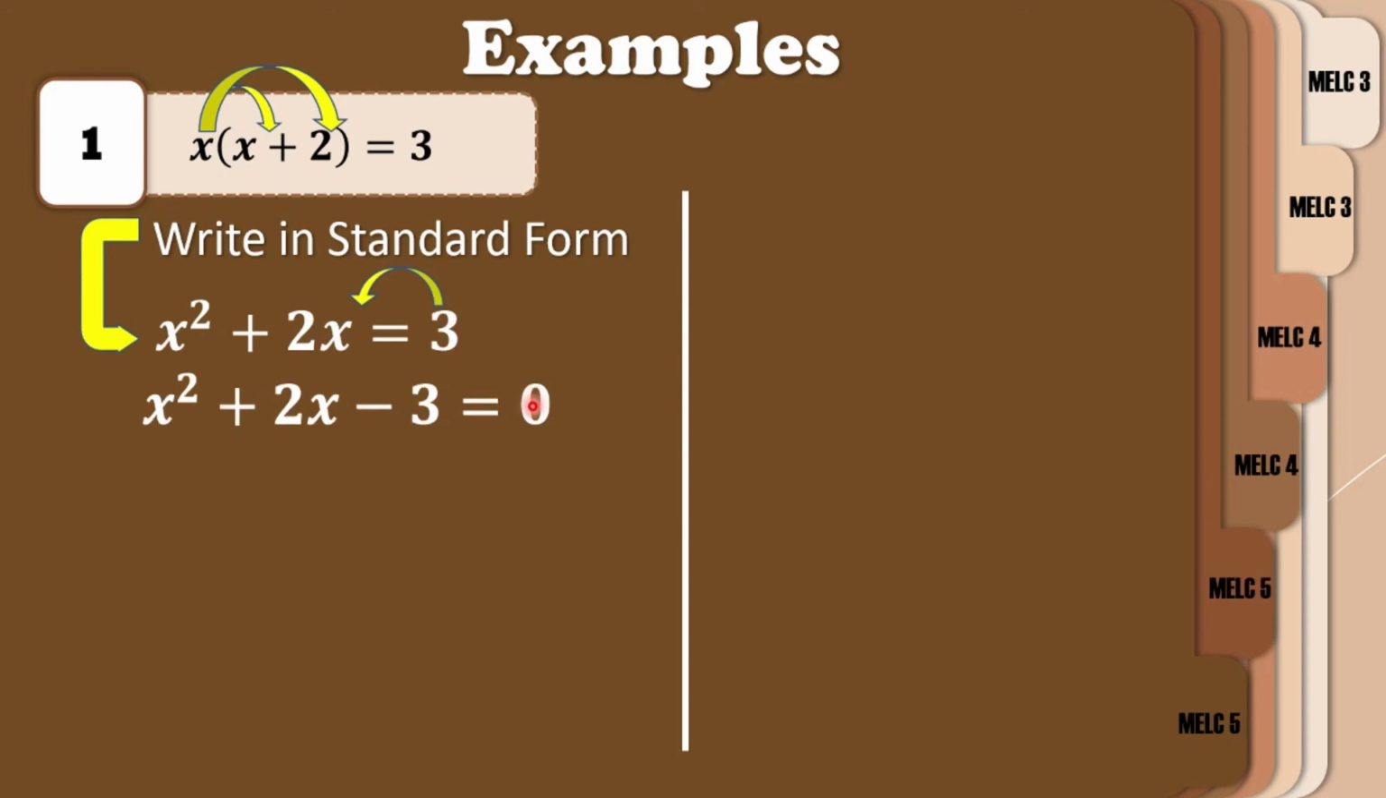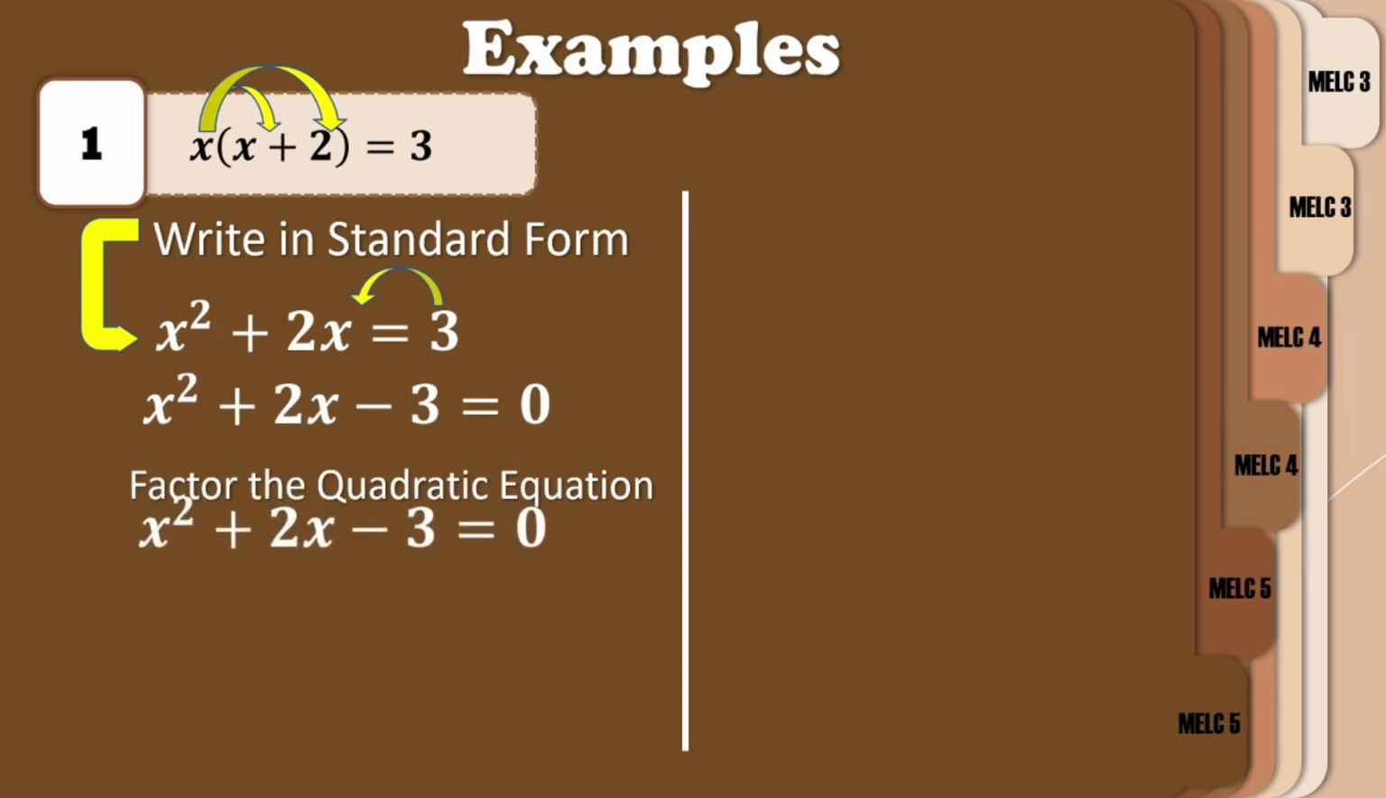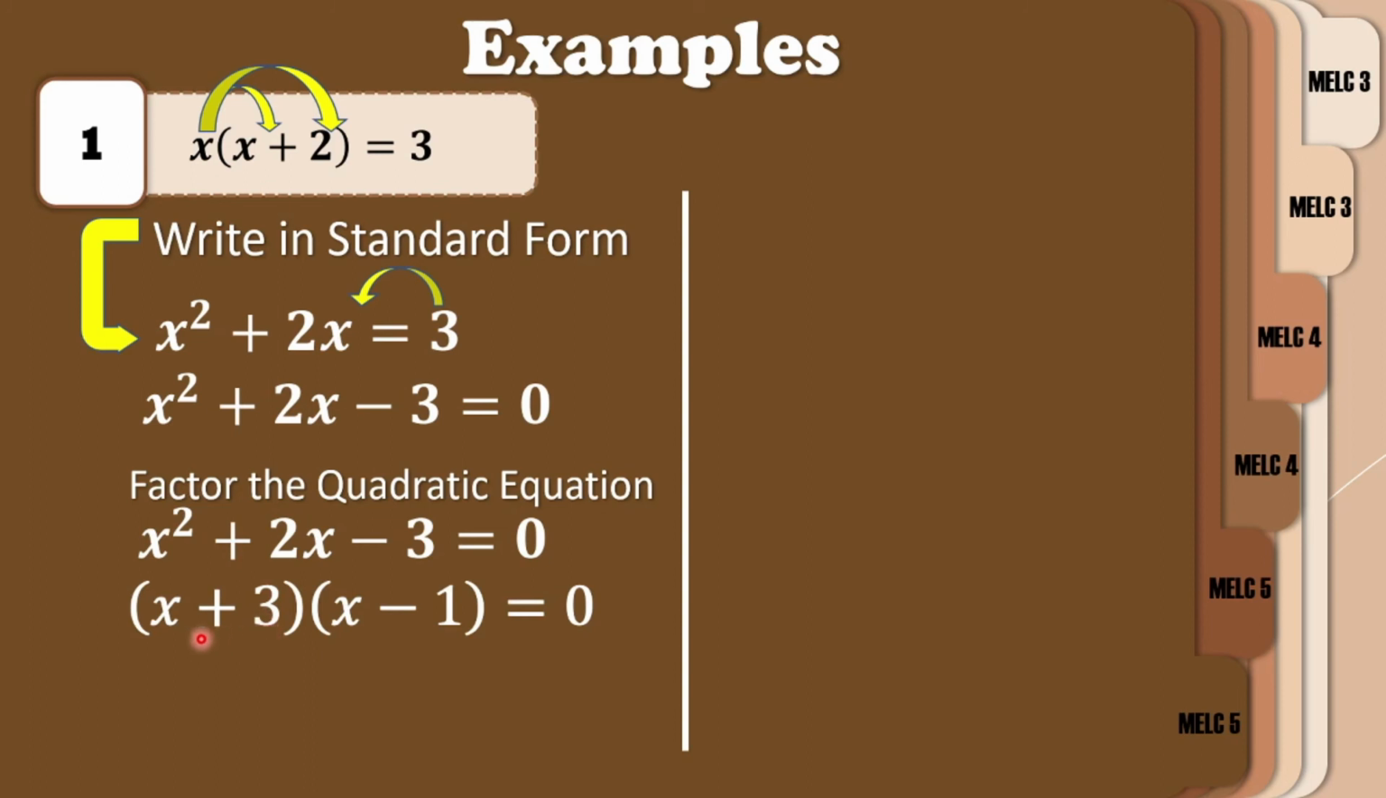Then, after that, we're going to factor the quadratic equation. So, para sa mas madali, we're going to use the factoring method. So, copy the whole equation. So, mag-isip tayo ng number na kapag pinag-multiply natin, lalabas ang negative 3. Then, if we're going to get the sum of the two numbers, lalabas naman si positive 2. So, that is 3 and negative 1.